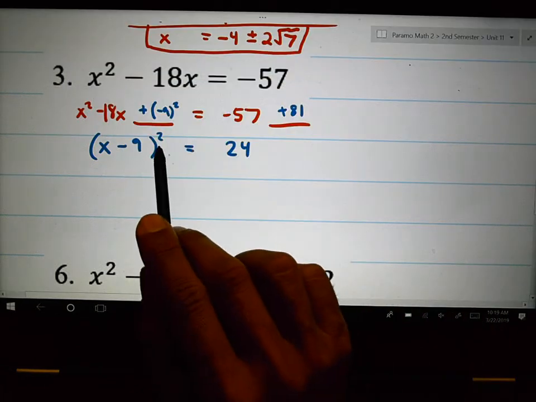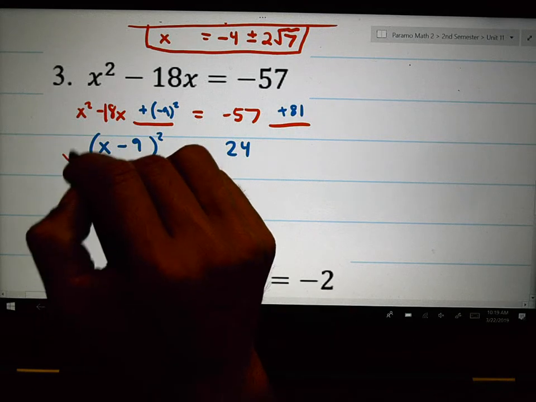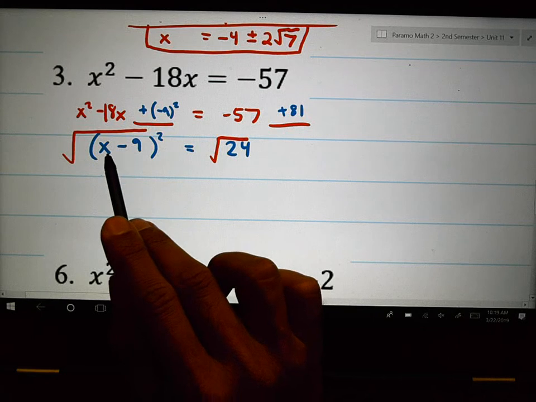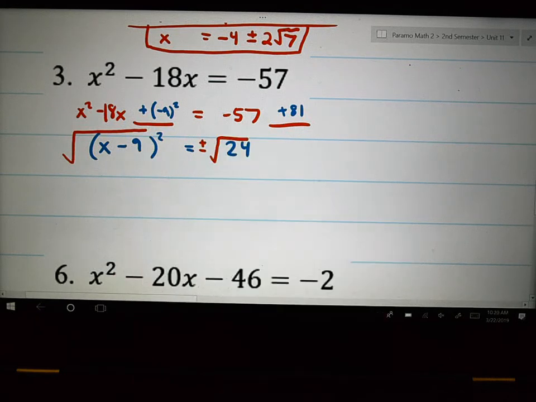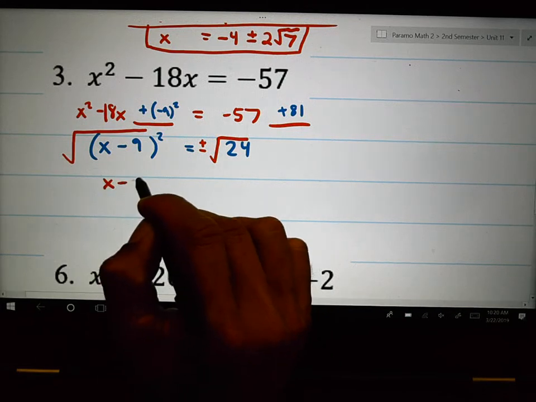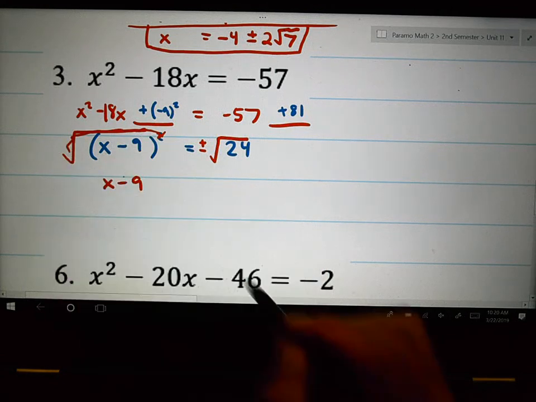The opposite of a square is square rooting. I'm going to square root the left side. I'm going to square root the right side. But because I am square rooting something squared, I put a plus or a minus sign there in front of that radical. These two things cancel each other out. You're left with an x minus 9.